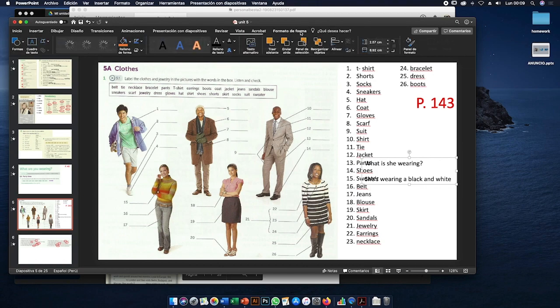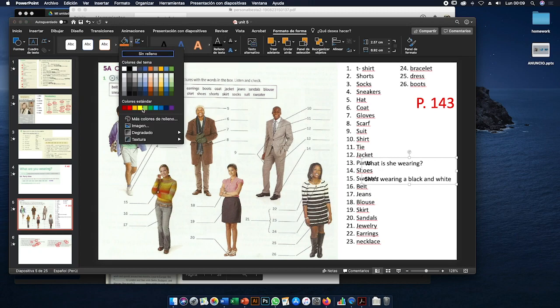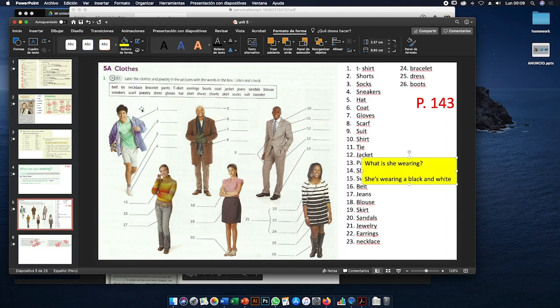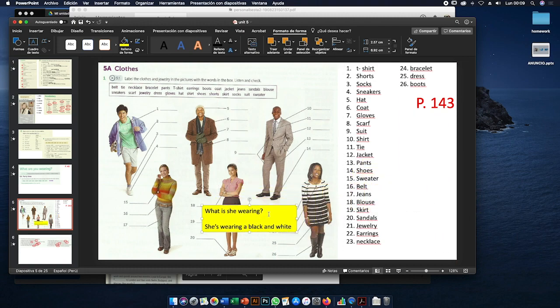Give me 1 second. I am going to try to change the color so that it's easier for you to recognize. I prepared this material before, but there are some details I still want to add to this. What is she wearing? Remember, we are talking about this girl. She's wearing a black and white dress and boots. But if you see, she also has some accessories.